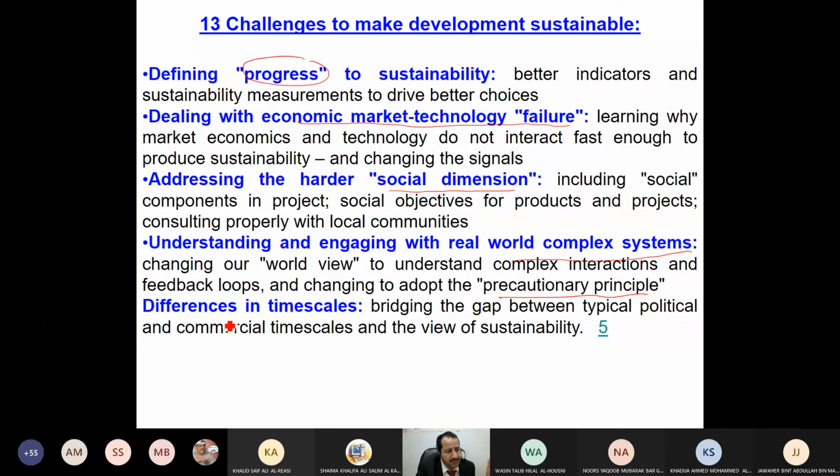And differences in time scale: as you know, there is a difference in time scale between politics and commercial, let me say, side view, and the real world and the lab. Even between the lab and the industry, there is a gap of at least 10 years. I mean, we may discover something in a lab and need 10 years to commercialize it. We need to reduce this gap to speed up the transfer from lab to industry. These are the main challenges we face in sustainable development.